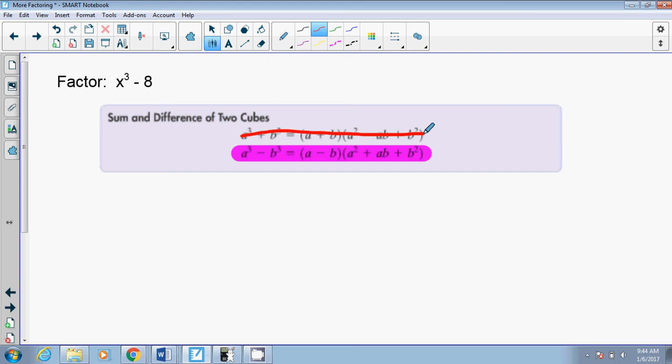All right, so what we need to do for the difference, this is a difference of 2 cubes. First of all, in order to use this, we do have to have 2 cubes. So we have to know the cube root of each of these. So we're trying to find the cube root of x cubed and the cube root of 8.